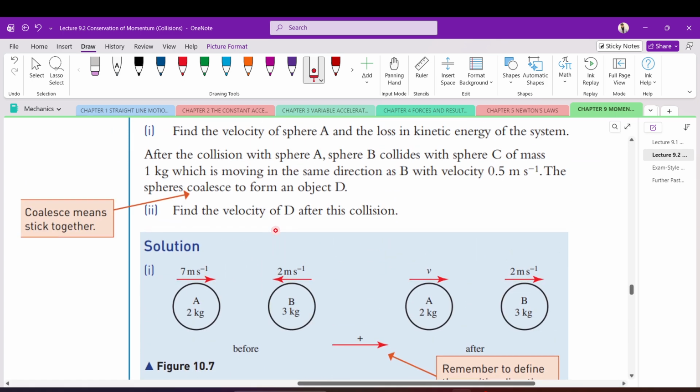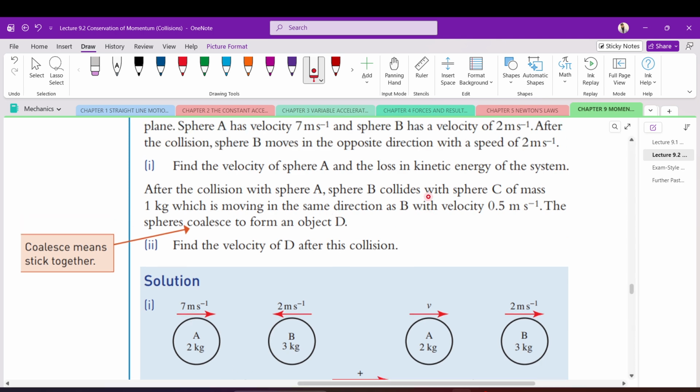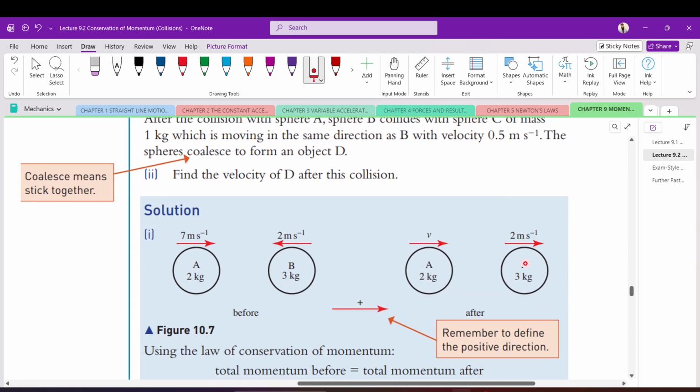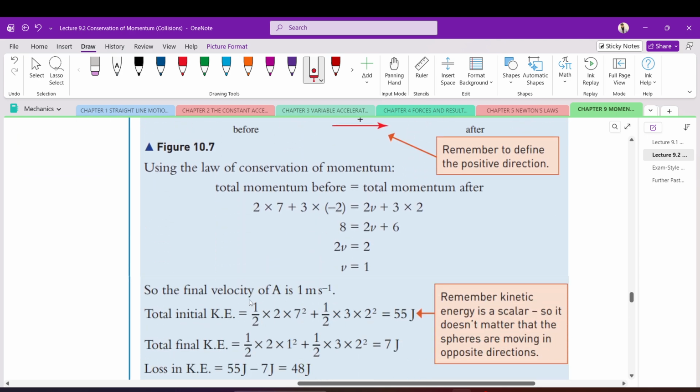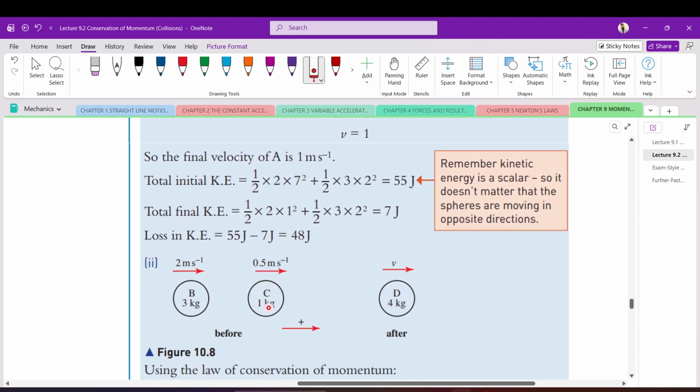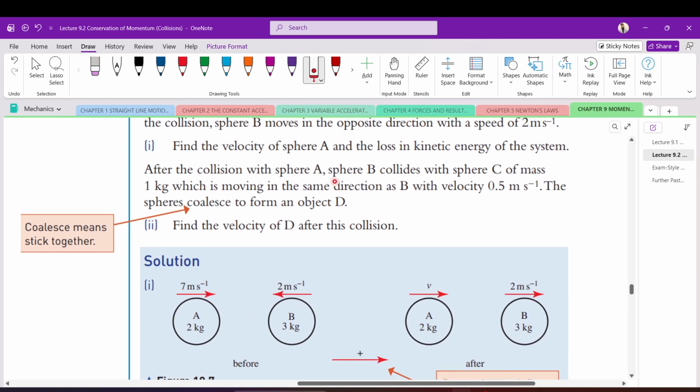Now, the second part of the question is, after the collision with sphere A, sphere B collides with sphere C of mass 1 kg, which is moving in the same direction as B with velocity of 0.5 meters per second. So after the collision, B started to move towards the right, right? After that, now it is colliding with another sphere C, which was already traveling in this direction. So once it has collided, then what happens?